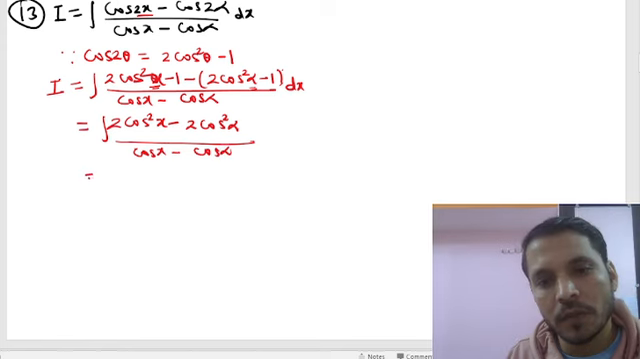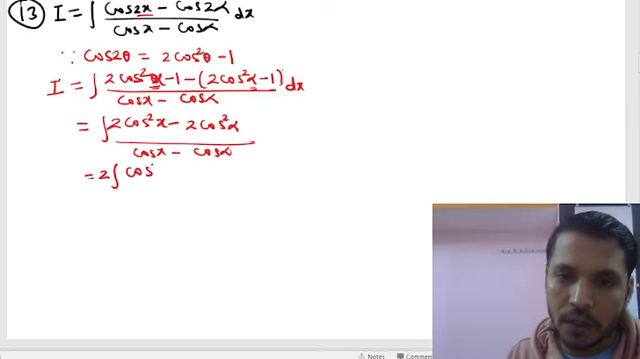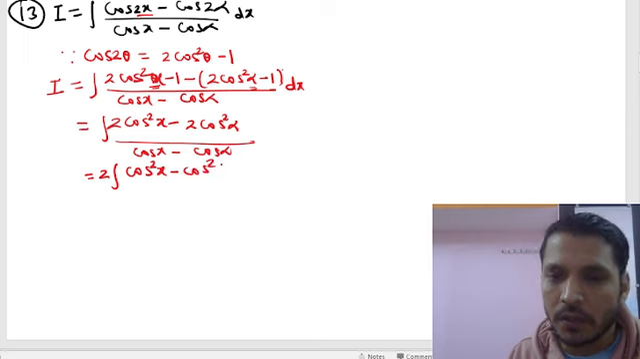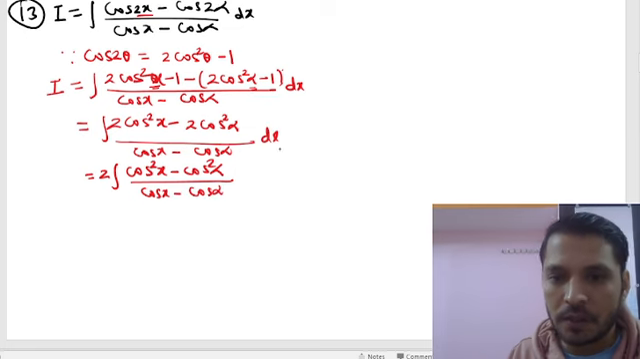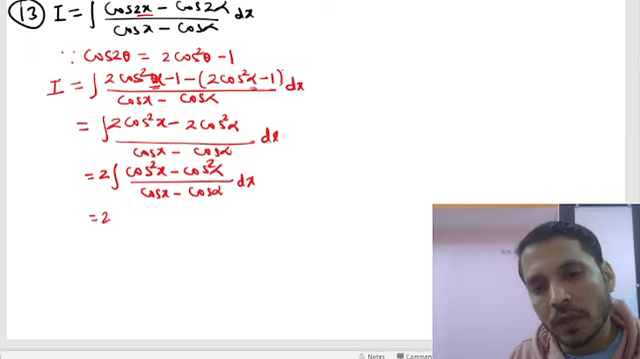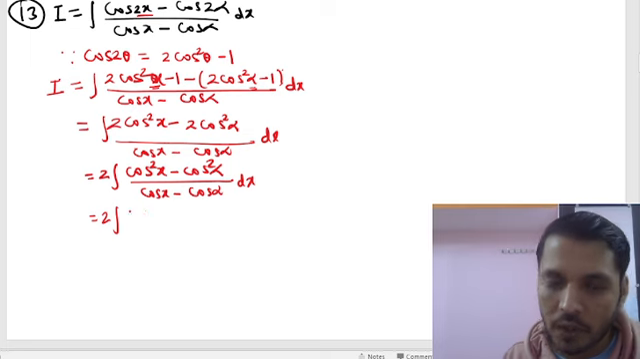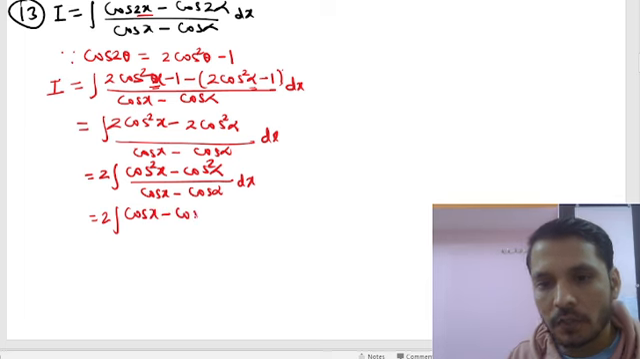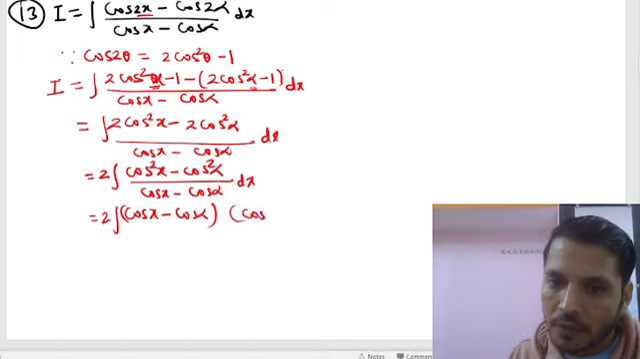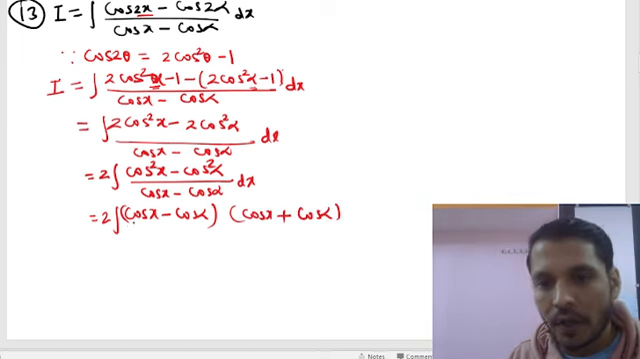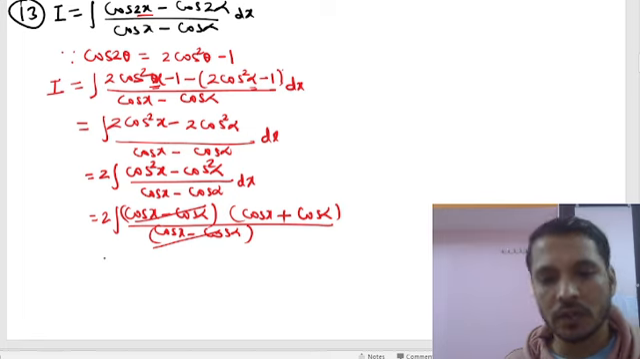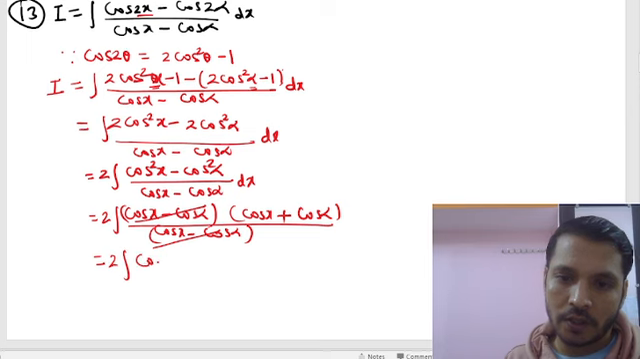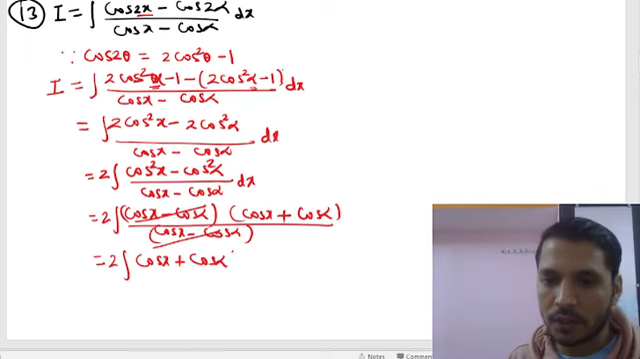We can take 2 common from the numerator, so we have remaining cos square x minus cos square alpha, divided by cos x minus cos alpha, and dx as it is everywhere. Now we can see very clearly there is the identity a square minus b square. According to that we can write it as (cos x minus cos alpha) into (cos x plus cos alpha), and the denominator will be as it is, cos x minus cos alpha. The equal terms will get cancelled out. Now we have just 2 into (cos x plus cos alpha) dx.